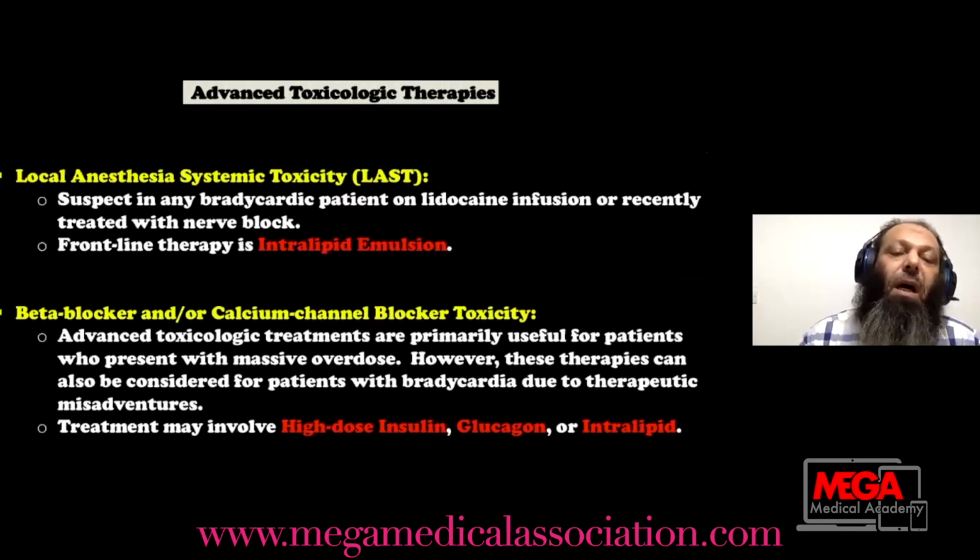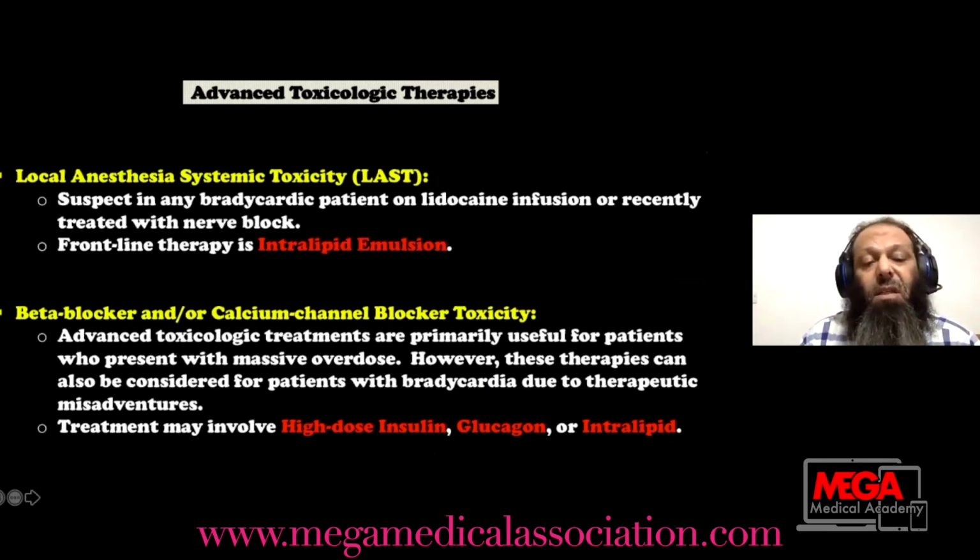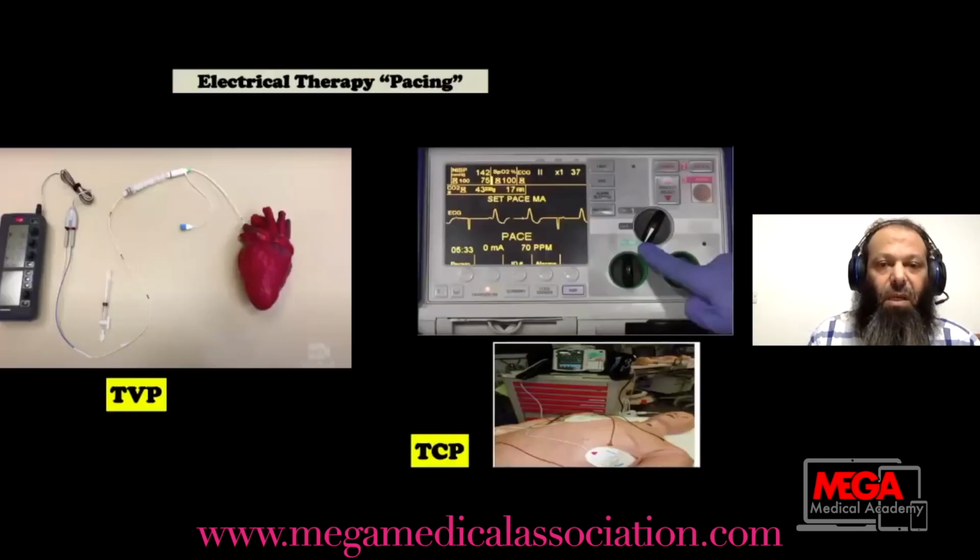For local anesthetic toxicity or systemic toxicity, this is one of the important antidotes: when you face a patient in an ICU who received local anesthetic agent and came to the ICU bradycardic, then think about using the intralipid emulsion. For beta blockade and calcium channel blockade toxicity, you use high dose insulin, glucagon, or intralipid emulsions.